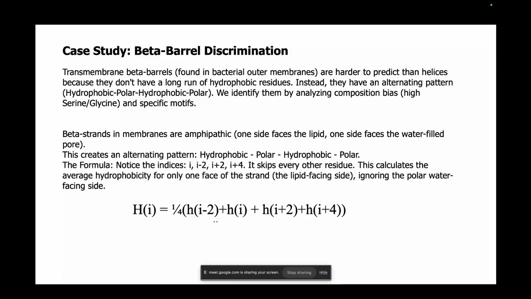Right. So if you want to calculate the hydrophobicity of a particular region of this protein which is facing the lipid, you have to do it using alternate amino acids, because the consecutive amino acids are going to be present on the other side.